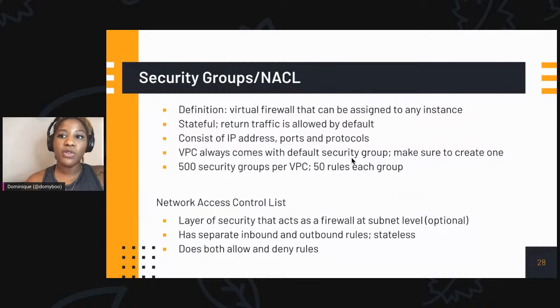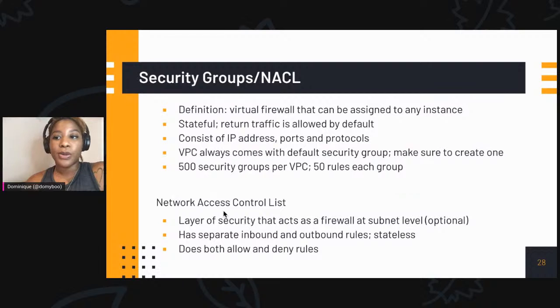Most of the time, if you create a VPC and you realize that some of your traffic is not going where you expected, or you're just not seeing anything, most likely you need to check your security groups. They have some caps, so you can only create 500 security groups per VPC, and then 50 rules per group.